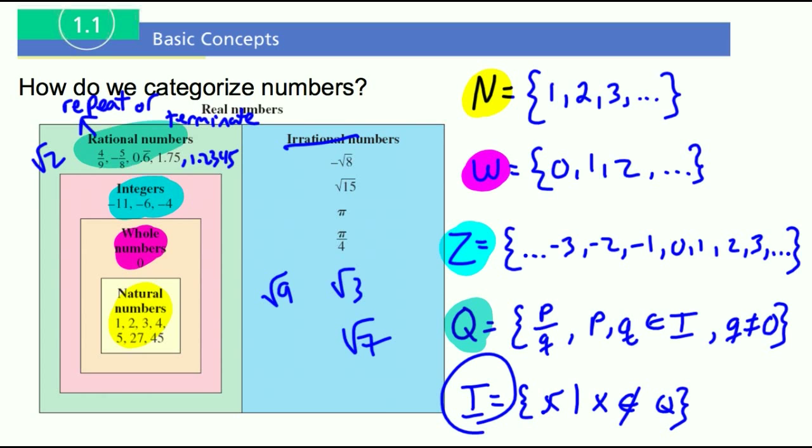Is that an irrational number? No, right? Because square root of 9 is 3. So actually that would get plopped over here. Square root of 10, square root of 21, square root of 51. All these would be irrational numbers because their decimals don't terminate, neither do they repeat.